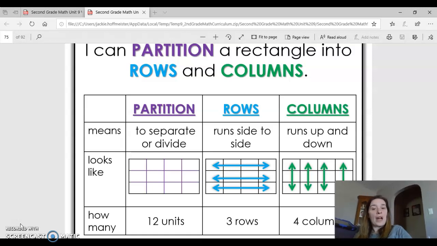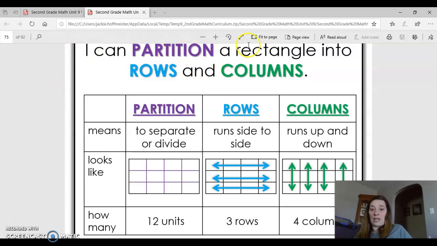We are talking about fractions, but not using those words necessarily today. Today we're going to talk about partitioning, which we've talked about already once before. That vocabulary word means to divide or separate. So today we're going to partition a rectangle into rows and columns.